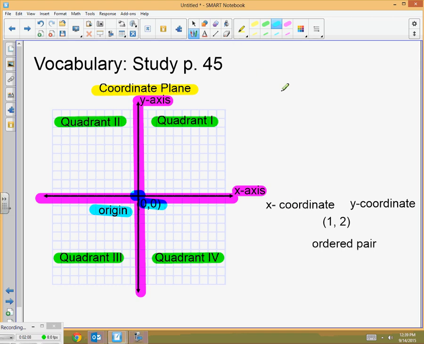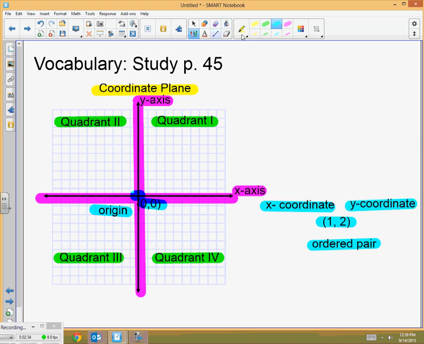And in order to identify how to label the parts of the graph, I'm going to teach you how to find an ordered pair and graph it. An ordered pair looks like this in the blue. You have parentheses (1, 2). The 1 is your x coordinate. The number 2 here represents your y coordinate.